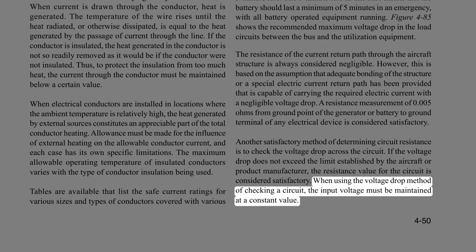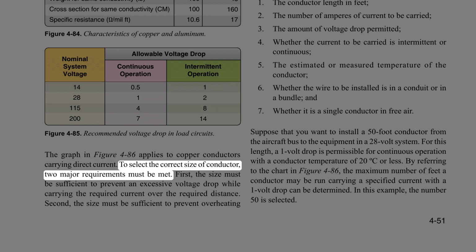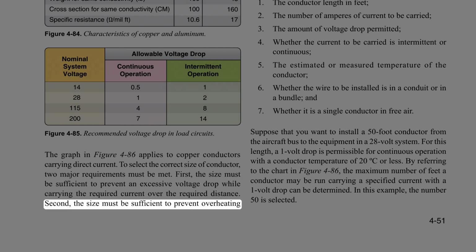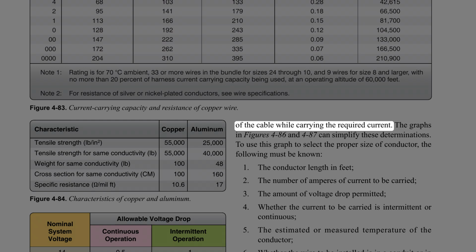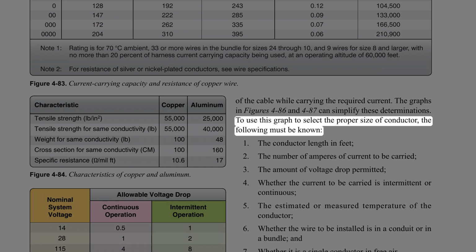When using the voltage drop method of checking a circuit, the input voltage must be maintained at a constant value. The graph in Figure 4-86 applies to copper conductors carrying direct current. To select the correct size of conductor, two major requirements must be met. First, the size must be sufficient to prevent an excessive voltage drop while carrying the required current over the required distance. Second, the size must be sufficient to prevent overheating of the cable while carrying the required current. The graphs in Figures 4-86 and 4-87 can simplify these determinations. To use this graph to select the proper size of conductor, the following must be known.